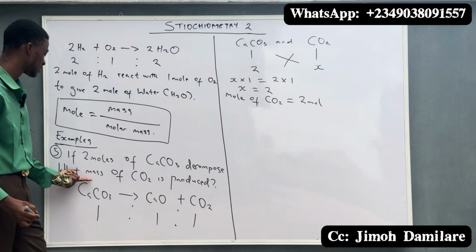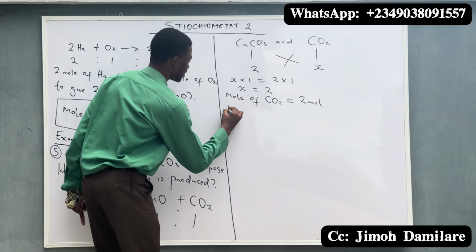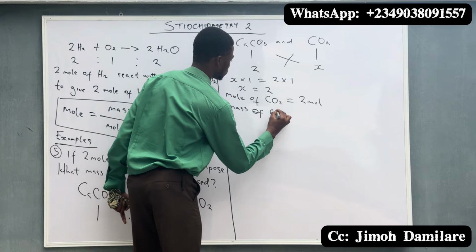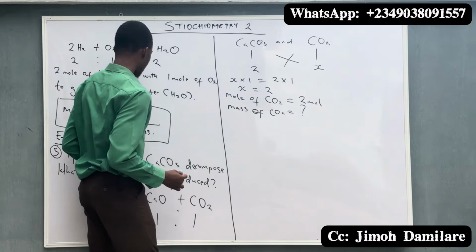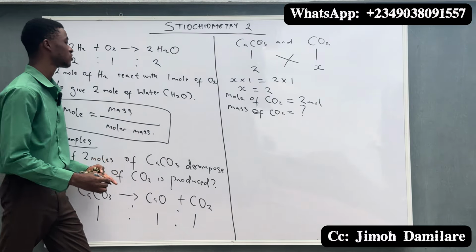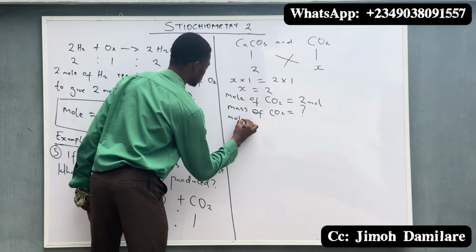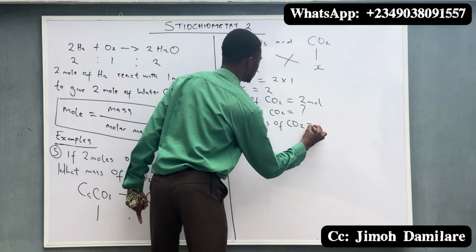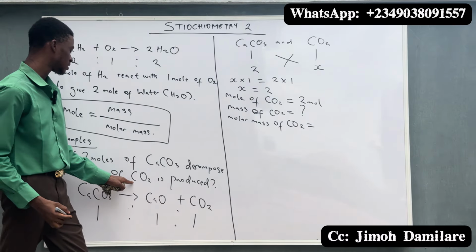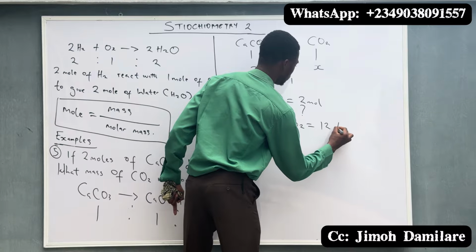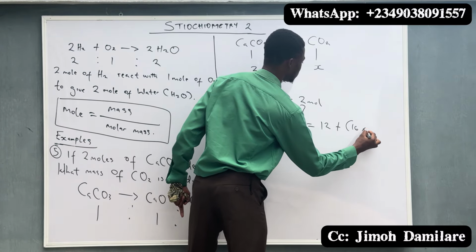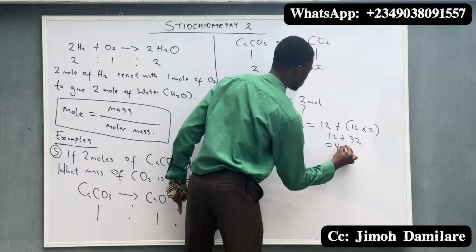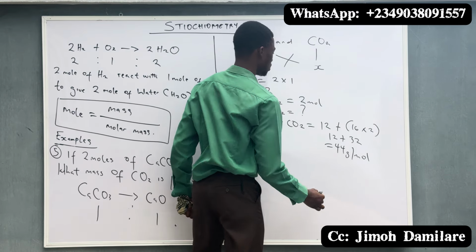the question says what mass? So we have to calculate the mass. The mass of CO2 is equal to unknown. And we can now calculate the molar mass. The molar mass of CO2 is equal to, so what is the molar mass? We know that carbon is 12, so we have 12 plus oxygen, which is 16, multiplied by 2. So we have 12 plus 32, which will give us 44 gram per mole. So this is the molar mass.